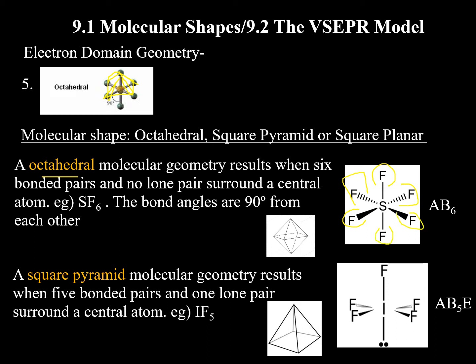And the other example is a square pyramid. So here we have 1 lone pair below. It can be above as well. And we have 5 groups attached to the iodine in this case. 1, 2, 3, 4, 5. So a square pyramid.